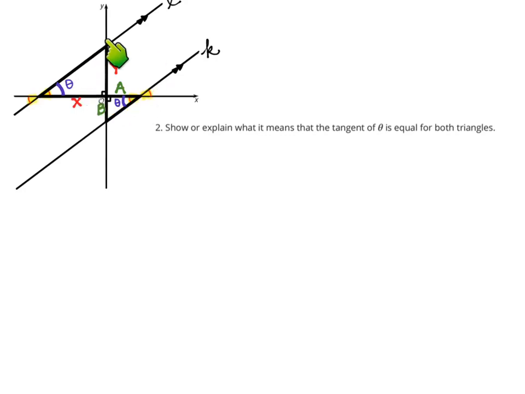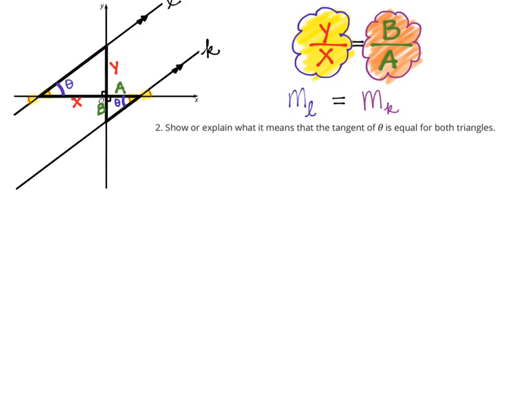So here they all are, same as they were before. And I'm going to write down what we just wrote about the ratios. So y divided by x is equal to b divided by a, meaning the slopes are equal, which is also stating that they are parallel. It says, show or explain what is meant by the tangent theta equal in both triangles.